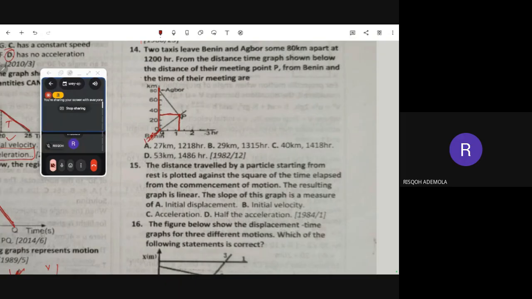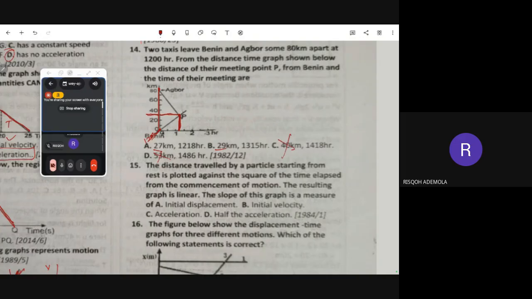20, 30 kilometers, 40. So we need something that is very close to 30 kilometers. So we can see 27, 29. It can be C, it can be D. Good. Now, time now. Let's come down.